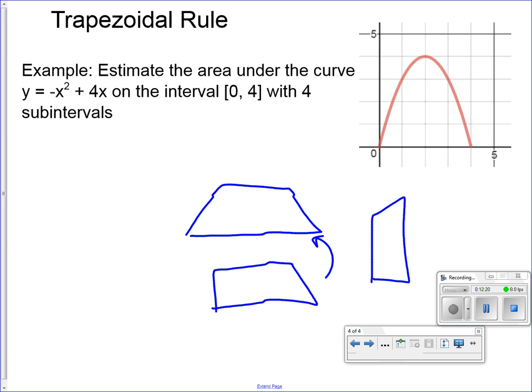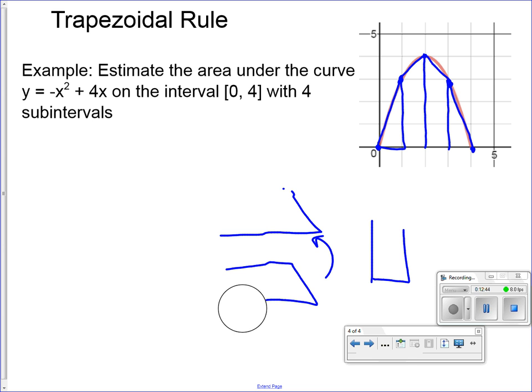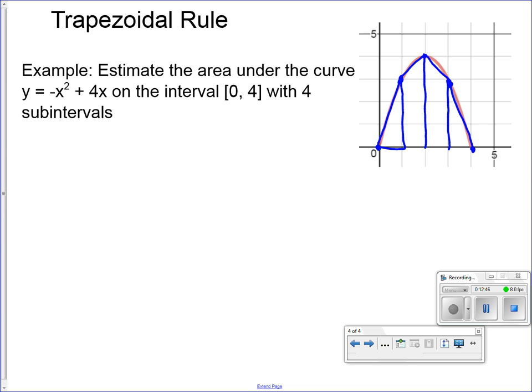So really what's happening is we're drawing, instead of a rectangle, a series of trapezoids, which are rectangles with triangles on top. And I hope you can see that the trapezoids actually follow the curve much better than the rectangles do. So this is going to be an even better approximation. So how do you find the area of a trapezoid?